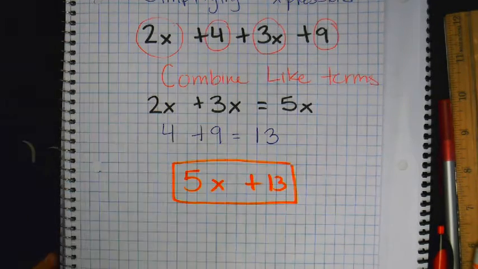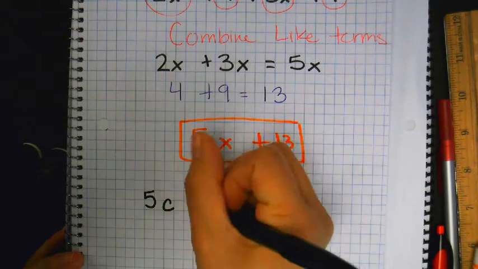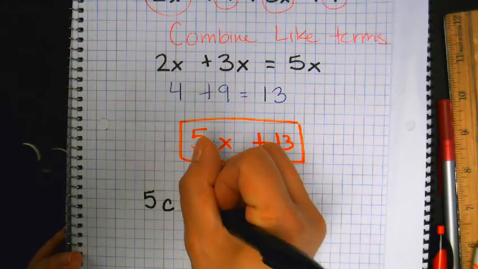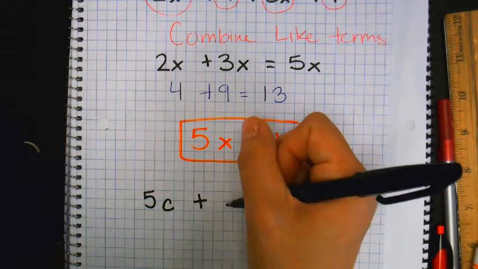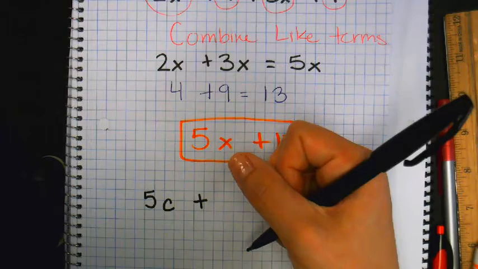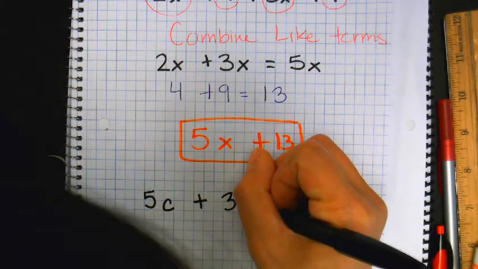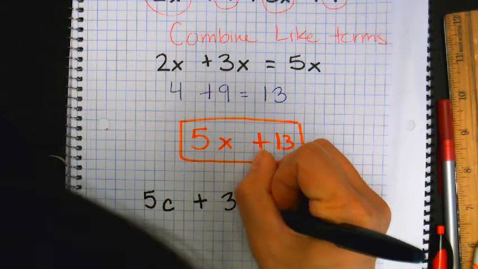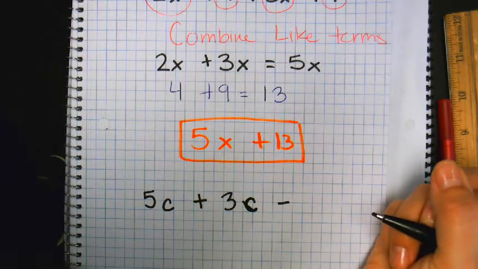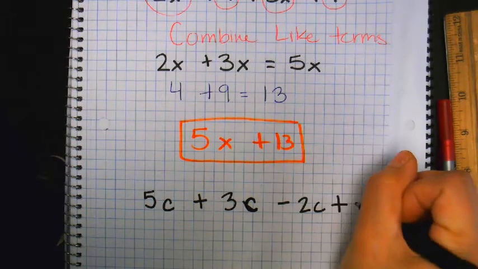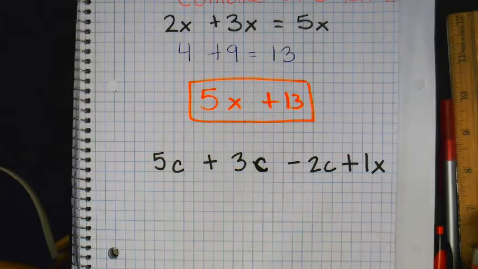All right, let's do 5c plus 3c minus 2c plus 1x. That just came to my brain straight up. I don't know why. And you know what? We can do it.